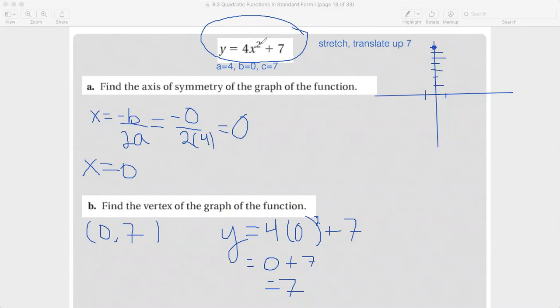If I plugged 1 in here, 1 squared is 1 times 4. It's 4 plus 7. That'd be 11. And so you'd have a point here at (1, 11) and (-1, 11). Okay, so if there's no b value, you could actually use the shortcut.